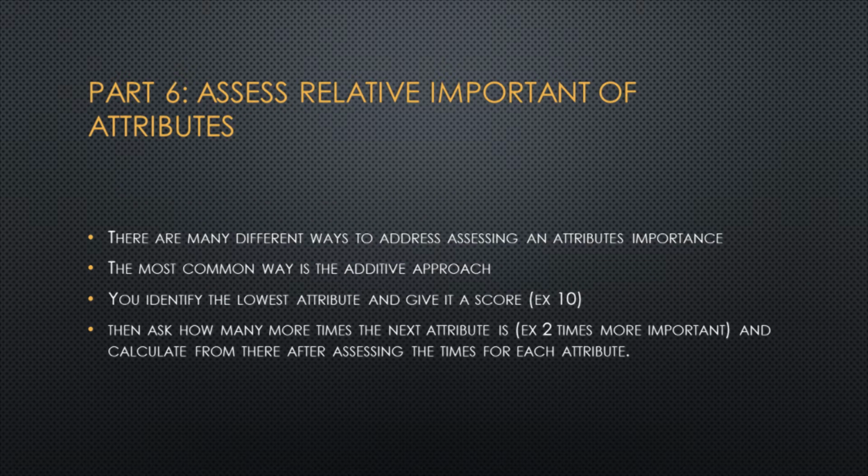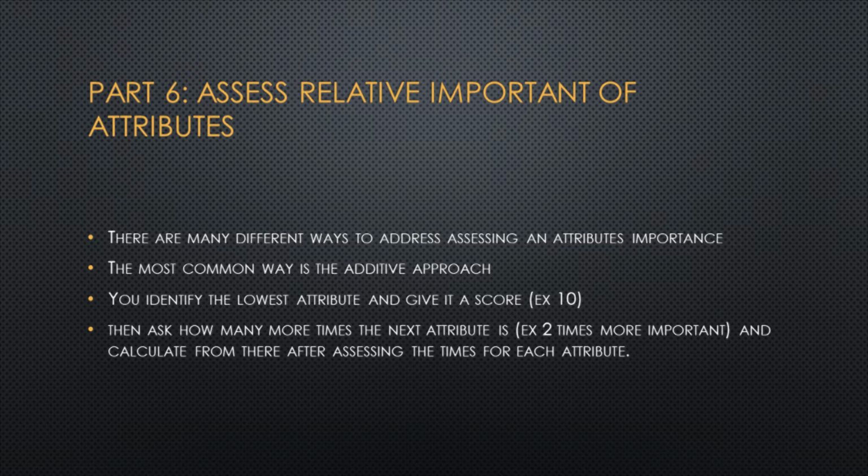Assess the relative importance of the attributes. This will help us determine the weight of these attributes, to find out which is the most important that we need to address and which is the least important that we can put on the wayside. Now, there are many different ways you can address an attribute's importance, but the most common way is the additive approach. The way that works is you identify the lowest attribute and give it a score. For example, when we look back, we said taking 6 minutes would rank a score of 10.